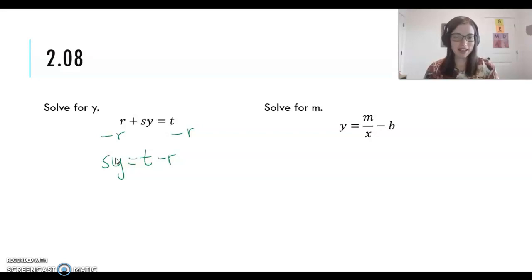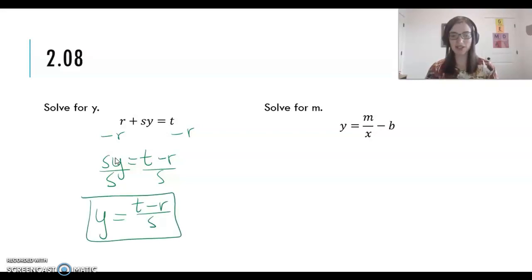And then I need to get rid of this s. So sy is really s times y. So I can divide both sides by s to get my y by itself. And I'm left with t minus r divided by s. So I successfully solved for y. Let's look at another example.